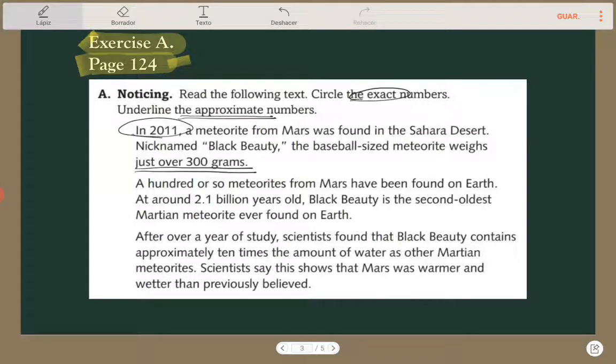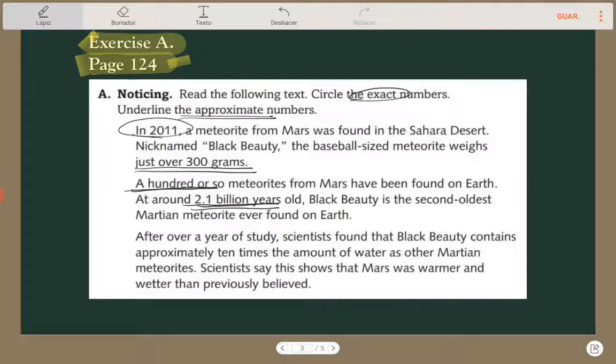We continue. 100 or so meteorites from Mars have been found on Earth. At around 2.1 billion years old, Black Beauty is the second oldest Martian meteorite ever found on Earth. The first one, it says 100 or so. So it doesn't say that it was 100 exactly. So it's an approximate number because we are using or so. Okay? We continue. At around 2.1 billion years old. At around. It's not exactly 2.1 billion years old. So 2.1 billion years old, it's also an approximate.